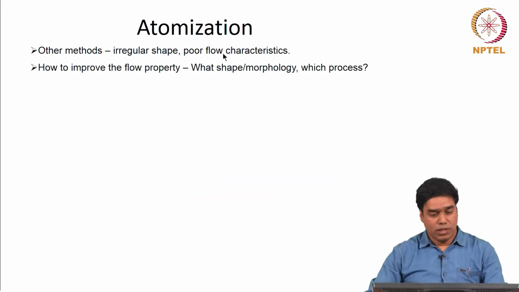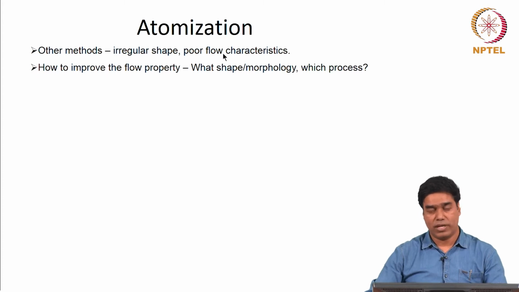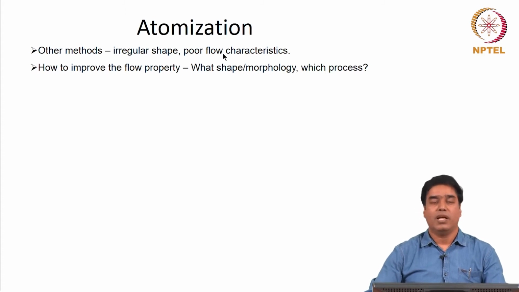So, now the question would be how you can improve the flow property, or what shape or morphology will give a better flow property. And then, if you want to get that shape or morphology, what kind of process or what kind of fabrication route is needed to get good flow characteristics in a powder.